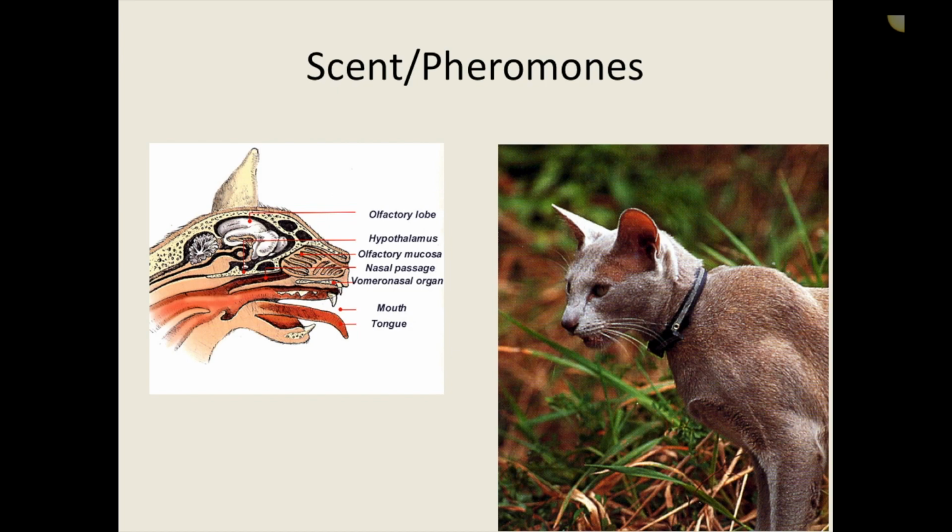So looking at scent pheromones, having a look at the cat's skull here, the cat's head, they have the olfactory lobe within their brain, they have the hypothalamus, olfactory mucosa within their nose, the nasal passageway, which is between their nose and their throat, and then the vomeronasal organ. So it's the vomeronasal organ that they use to pick up on a lot of these specific pheromone scents.